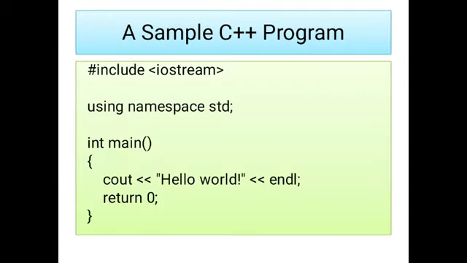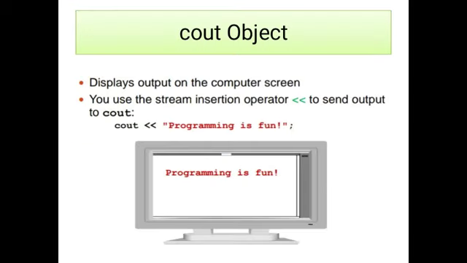So here is a simple C++ program. This program is used to display hello world on the screen. So let's talk about the cout object. The cout object is used to display output on the screen. This is the stream insertion operator, which is shown in green. This is used to send output to the cout line.